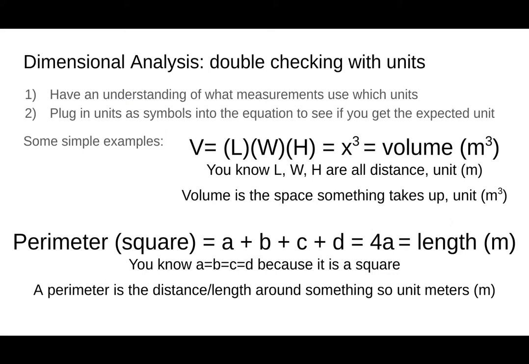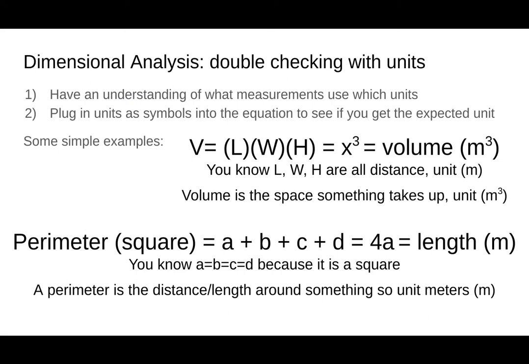So you would plug in each symbol in your equation based on the unit that you know that symbol requires, and then you double check that you get the expected unit. So in this case for volume, you know length, width, and height are all distance, so you use the unit meters. That's basically the same as x cubed or meters cubed, which is volume.